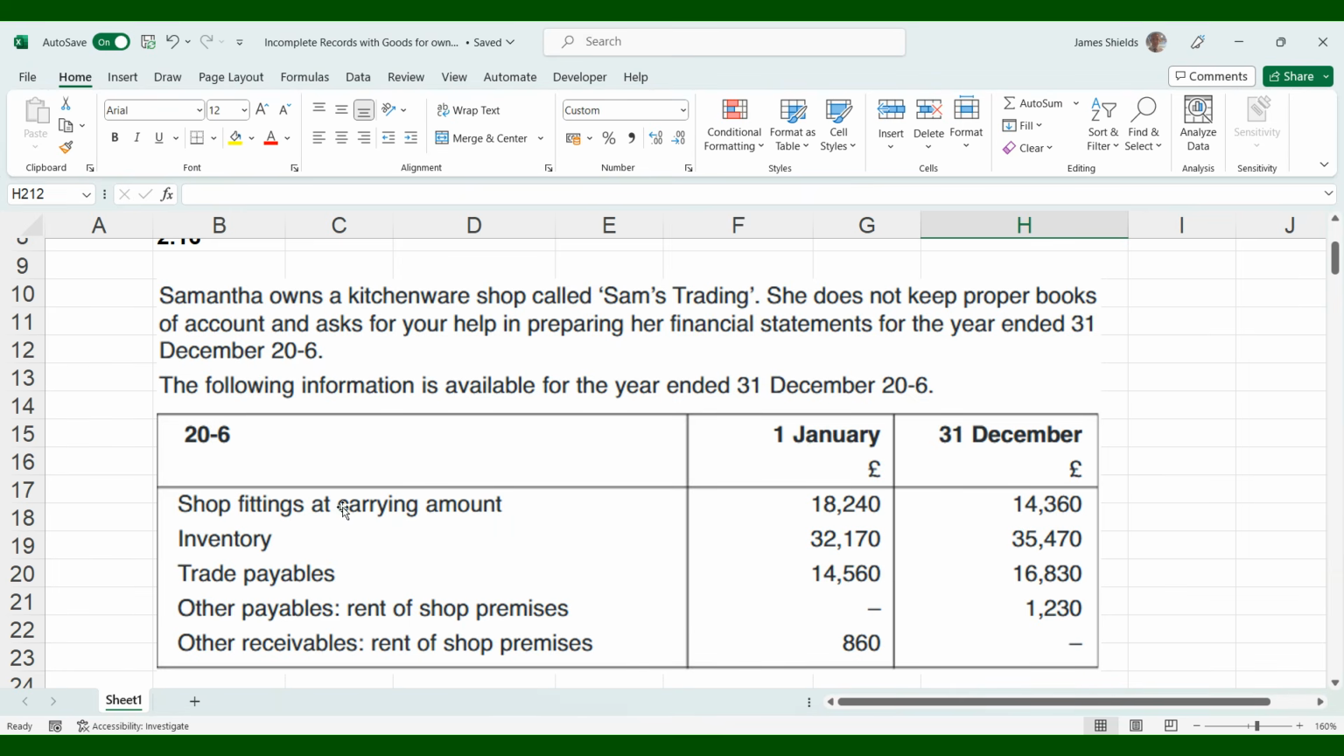First, the shop fittings at carrying amount. Now, carrying amount is the difference between the cost and the cumulative depreciation. It's also known as net book value. So at the 1st of January, start of the year, the balance was 18,240. At the end of the year, it was 14,360.